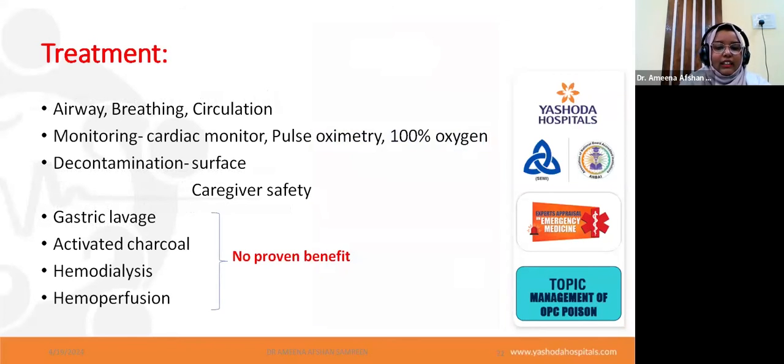As I've already said, it is highly lipid soluble, so it has very good absorption. The health personnel who are handling the patient should be very cautious. They should wear gloves, a gown, a mask, and goggles also if required, because we cannot let ourselves get poisoned. Other things that can be done are gastric lavage, activated charcoal, hemodialysis, or hemoperfusion.